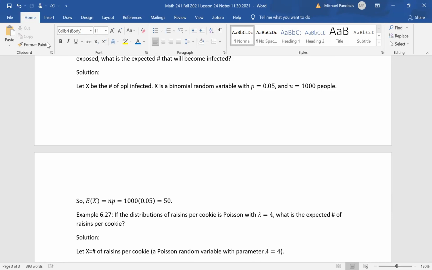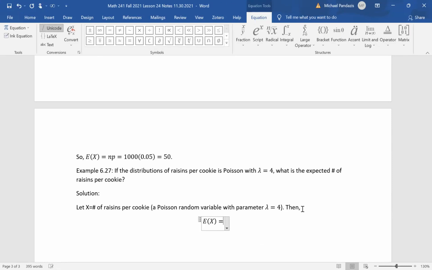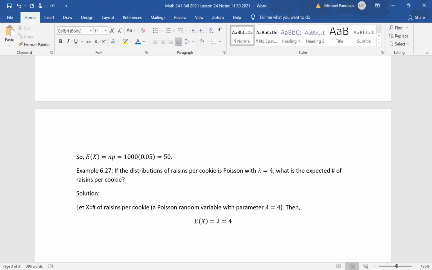So then the expected value is equal to lambda. So when you have a Poisson random variable, the expected value is lambda. And so you're given the expected value from the information in the problem. So the average number of raisins in each cookie is 4.